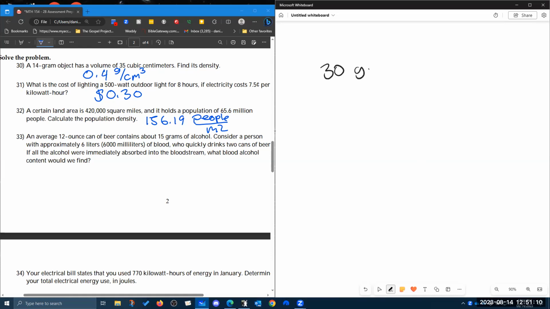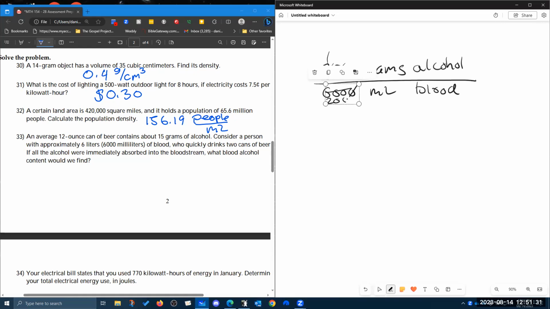So we would have 30 grams of alcohol in 6,000 milliliters of blood, and one divided by 200 is 0.5%. So that's grams per milliliter. If you wanted to change that to a blood alcohol concentration, you could see that that's probably what they are talking about with BAC. And there you go.